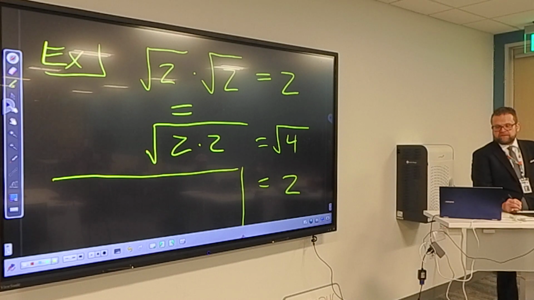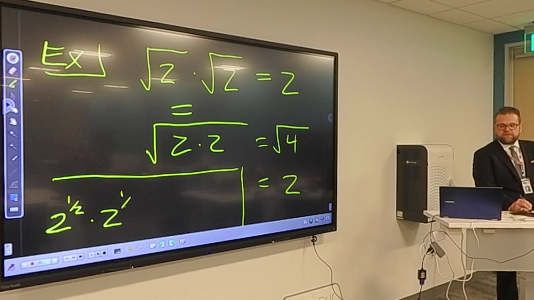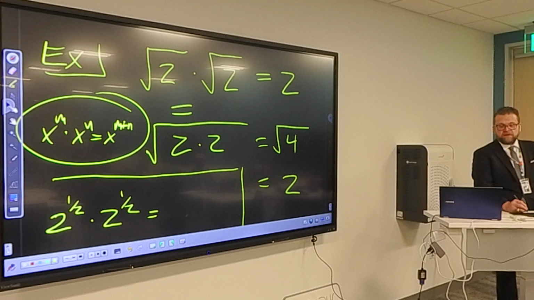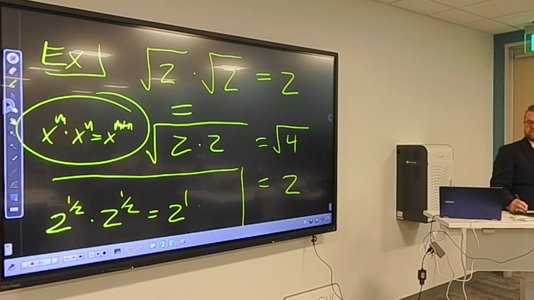An alternate way to see that would be that it says 2 to the 1/2 times 2 to the 1/2. And what do I do with exponents when they're in this configuration? You add them. This is x to the m times x to the n equals x to the m plus n. So this would be 2 to the 1/2 plus 1/2, so it's 2 to the 1, which of course is 2.